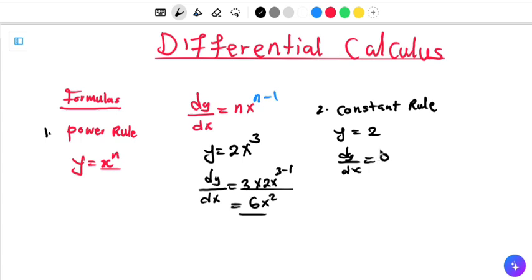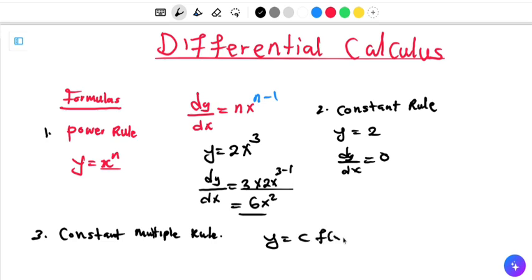Now what about the constant multiple? So this is number 3. Here we're looking at the constant multiple law. How do you handle this kind of equation? Let's say, for example, you have y equal to c times f of x. So f of x is a function, and c is a constant in this case. That's the reason why it's called the constant multiple law.